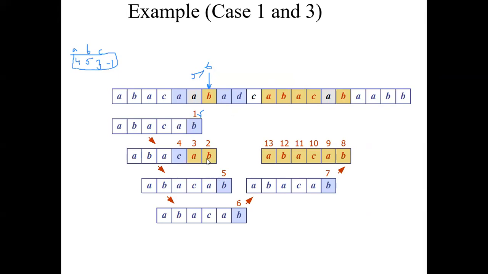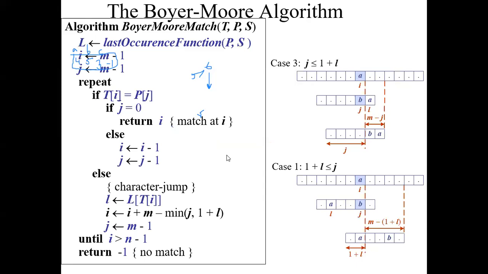Because my J value started with 5. Now we are comparing this here. So again L value is 4. I recompute the value of new I. So my new I is old I, that is 4 plus M, that is 6 minus min of J, that is 3 and 1 plus L, that is 5. Min of 3 and 5 is 3 and 4 plus 3 becomes 7.